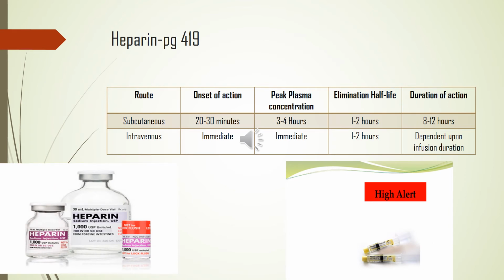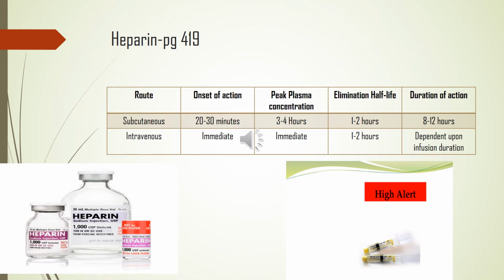Okay, heparin, page 419. It's also in your Davis drug book. Route, it can be given one of 2 ways. It can be given subcutaneously. Onset of action is 20 to 30 minutes. Peak plasma concentration is 3 to 4 hours. Elimination half-life is 1 to 2 hours. Duration of action is 8 to 12 hours.